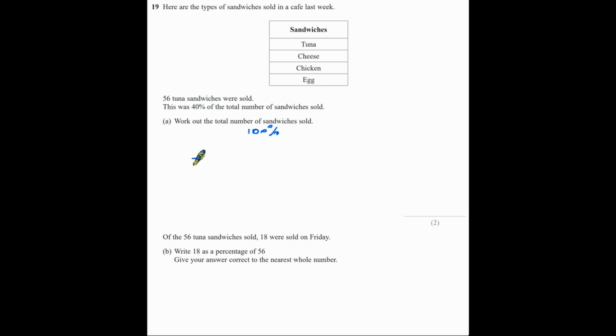What we do is we start with the 56. Now we know that that is 40%. So if we divide that by 40, that gives us 1%. And once we have 1%, we can then multiply by 100, and that will give us 100%. And if you do that on a calculator, you find the answer is 140. That is the total number of sandwiches sold.